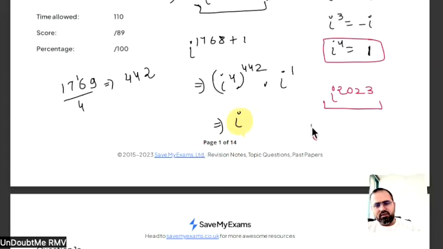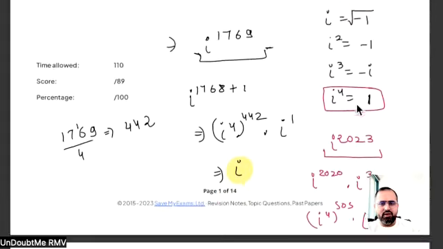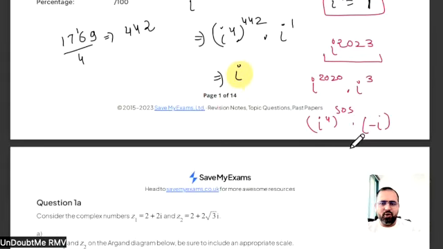Let us understand. So i to the power 2023 can be broken down into i to the power 2020 and i cube. 2020 plus 3, which can be written like this. 2020 is the multiple of 4. How many times? 505. i to the power 4 to the power 505. And i cube will be written as negative i from above. i to the power 4 to any power will be 1. So the final answer will be negative i.